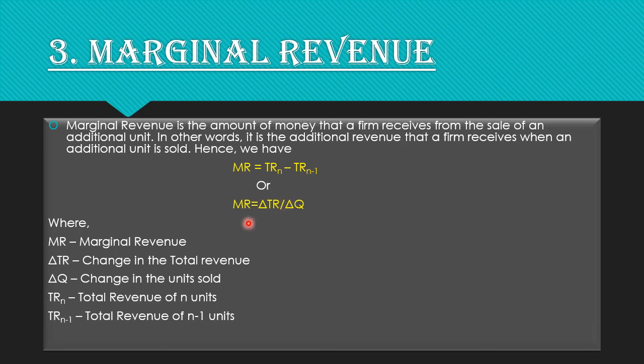Or you can also calculate MR is equal to delta TR divided by delta Q. Delta means change in the total revenue divided by the change in the quantity. I gave you the example 20 minus 10, that is 10. How much additional sold? 1. So 10 divided by 1, the answer will be 10.